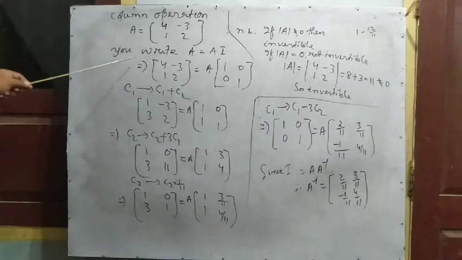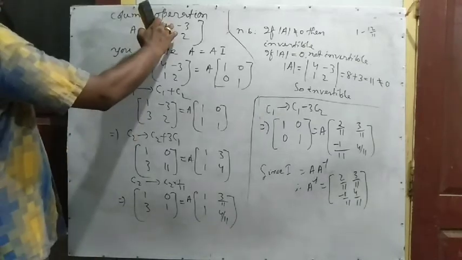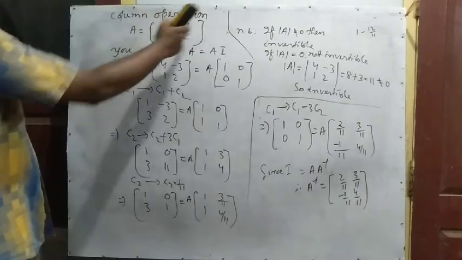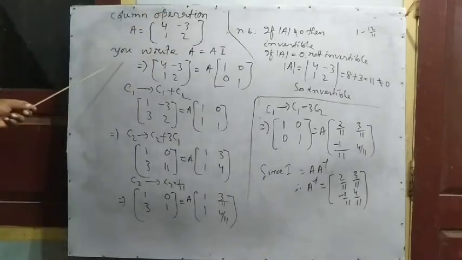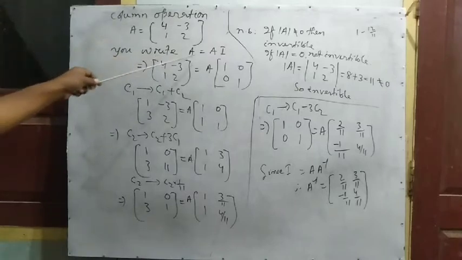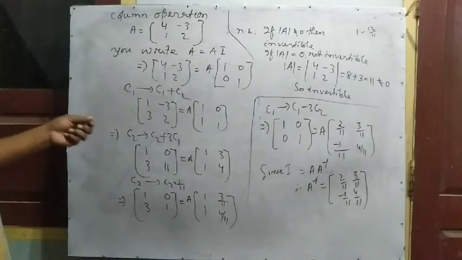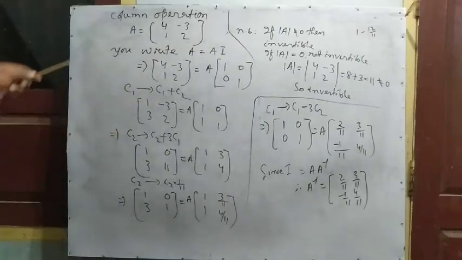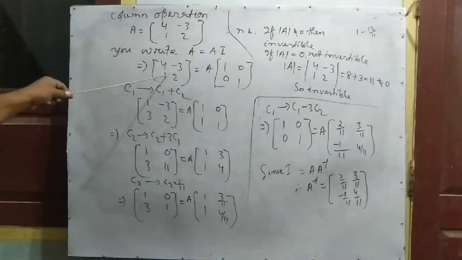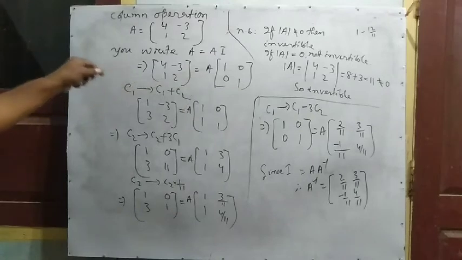For column operation, here A is equal to the given matrix: 4, minus 3, 1, 2. For the column operation, you have to write A equal to A into I. For row operation you know it is I into A, but here it is A into I. So put the value of A here, instead of the first A, but the second A you write simply A, and for I you write 1001.